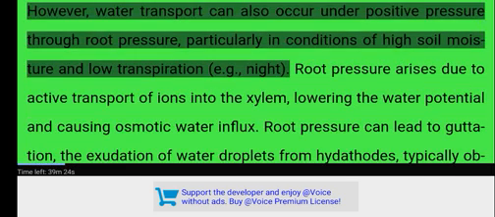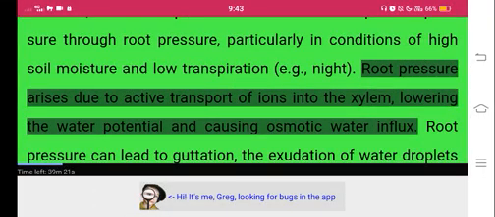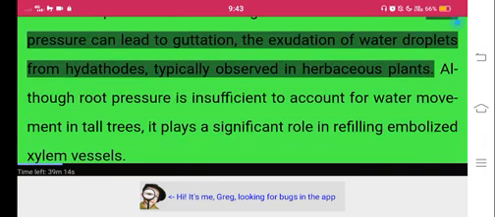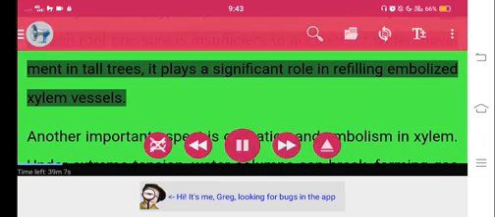However, water transport can also occur under positive pressure through root pressure, particularly in conditions of high soil moisture and low transpiration, e.g., night. Root pressure rises due to active transport of ions into the xylem, lowering the water potential and causing osmotic water influx. Root pressure can lead to guttation, the exudation of water droplets from hydathodes, typically observed in herbaceous plants. Although root pressure is insufficient to account for water movement in tall trees, it plays a significant role in refilling embolized xylem vessels.